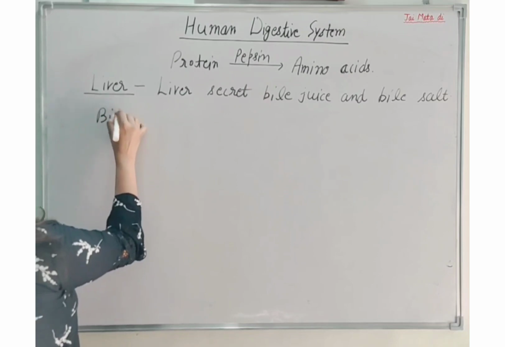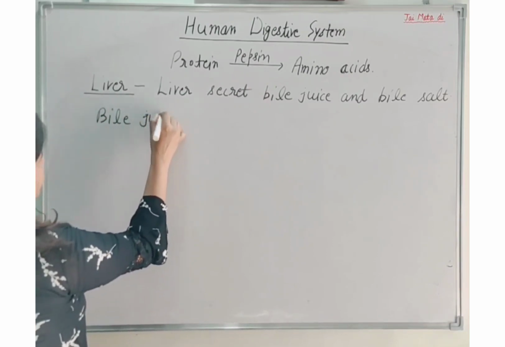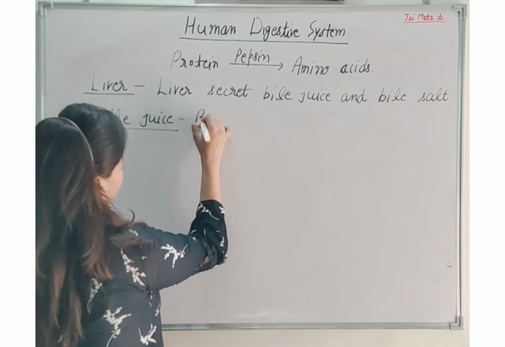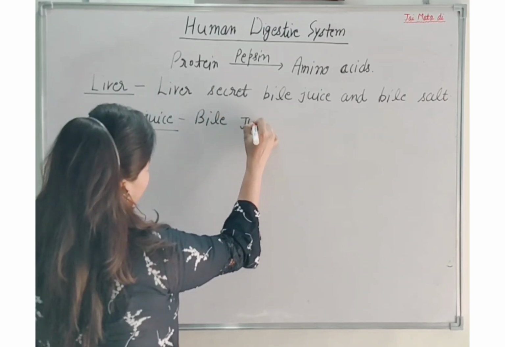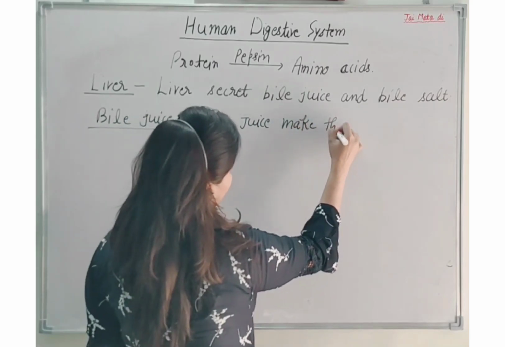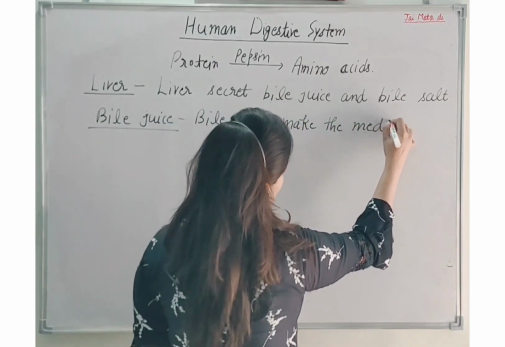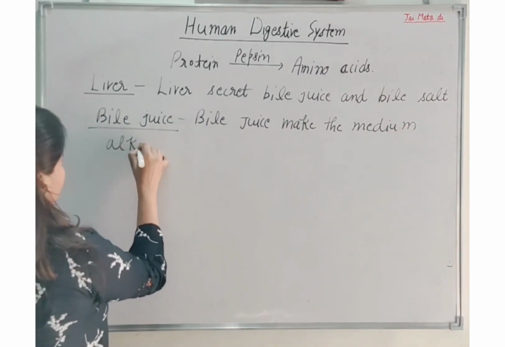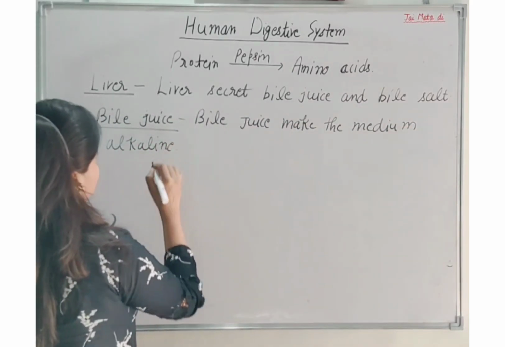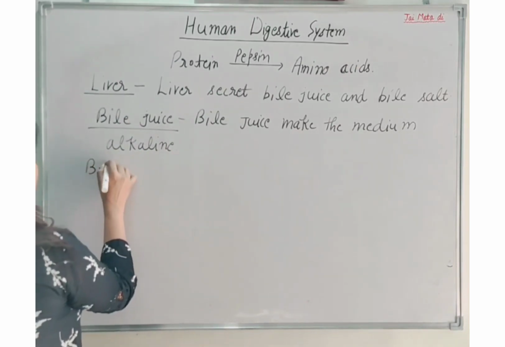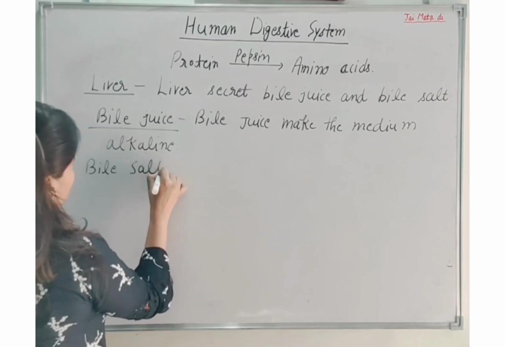Now the function of bile juice. This bile juice make the medium alkaline. Bile juice make the medium alkaline. It means medium को ये basic बनाता है. Next है bile salt. Now what is the function of bile salt?